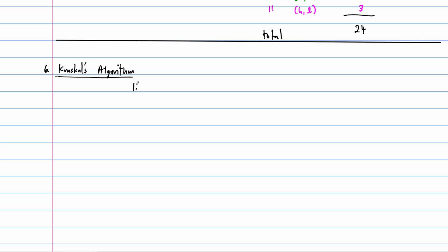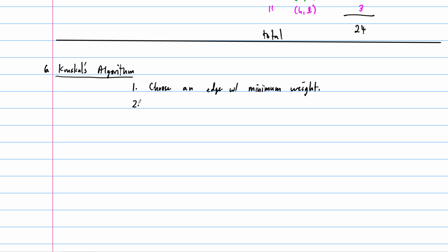What are we going to do? This time we're going to choose an edge with the smallest weight, same starting point, right? So choose an edge with the minimum weight in the entire graph. Again, if there's a choice, you just pick one of them.